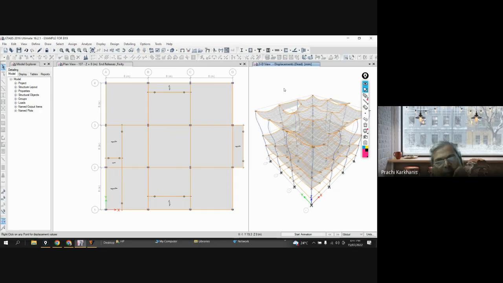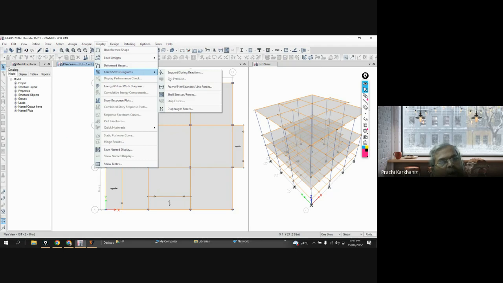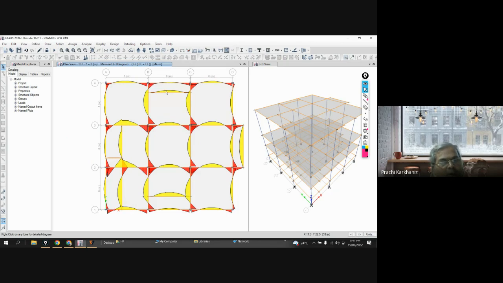Okay. And then, select and clear the selection, and make it undeformed. Then I will click over here in this window, and now I will ask it to show me the bending moment diagram M33. So go to Display, Member Force Diagram, Frame Forces, and here I will ask for M33 dead load, apply and close.